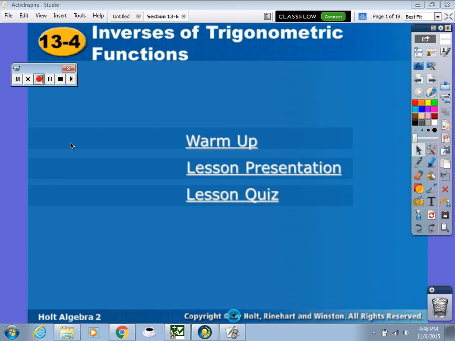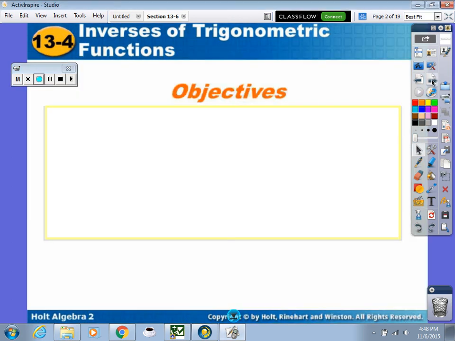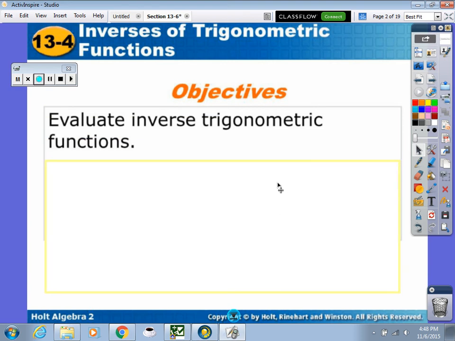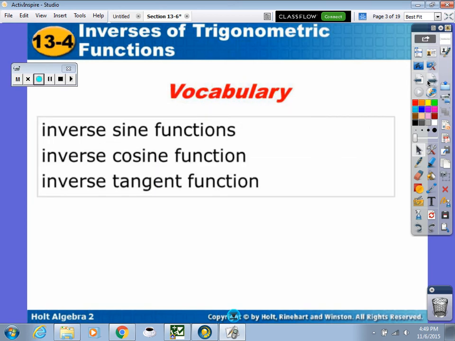Okay, this is section 13.6 in our textbook. It's our inverses of trigonometric functions. In this section, our objectives include evaluating inverse trigonometric functions. So basically, we're going to look at inverses. These are our vocabulary words for this section. The inverse of each of the different functions that we've talked about since this first section.